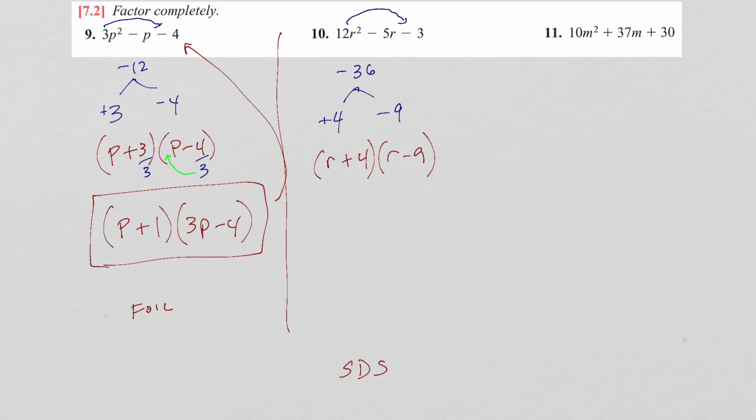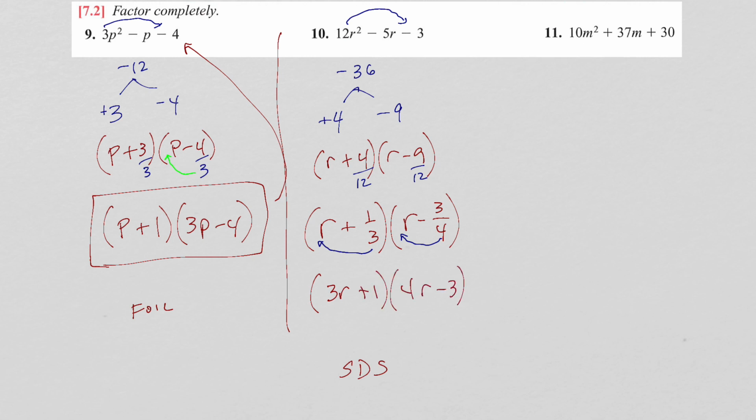And then I'm going to divide by what I slid over, the 12. If you can reduce those fractions, you have to do that. Dividing by 4 gives me 1 over 3. Dividing by 3 gives me 3 over 4. Now that I've divided, I'm ready to slide this back. So I end up with 3r plus 1 and 4r minus 3.